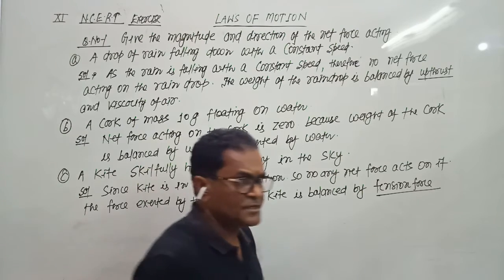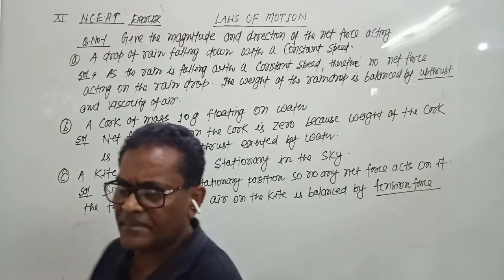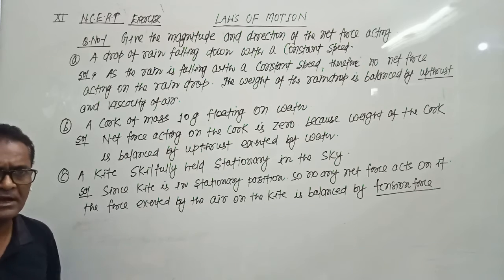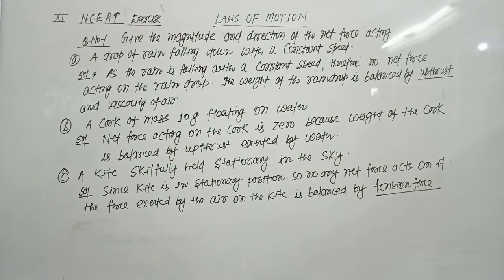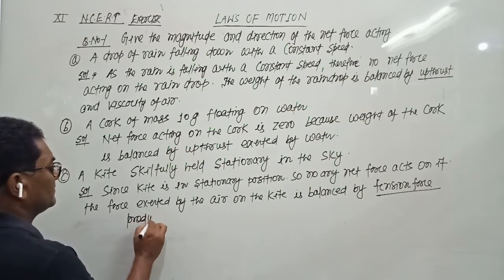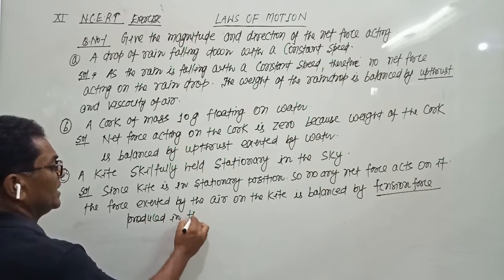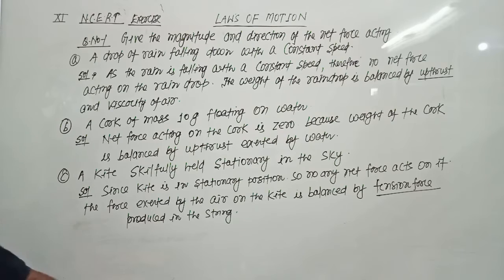When the kite is in a stationary position, no net force acts on it. Due to air, there is a force exerted on the kite, and this force is balanced by the tension force produced in the string. So the tension force balances the force acting on the kite due to the air.